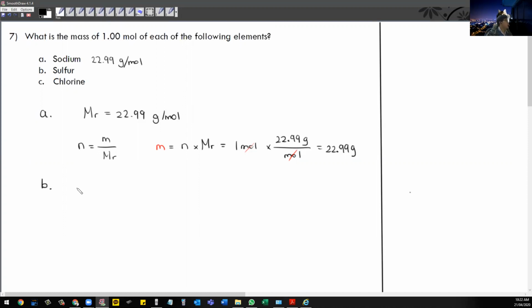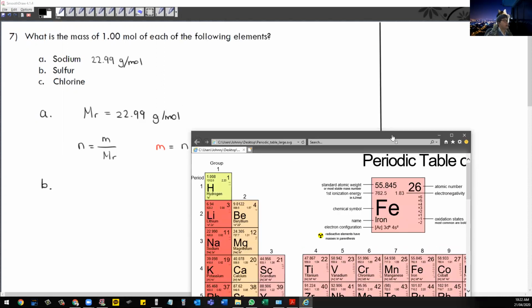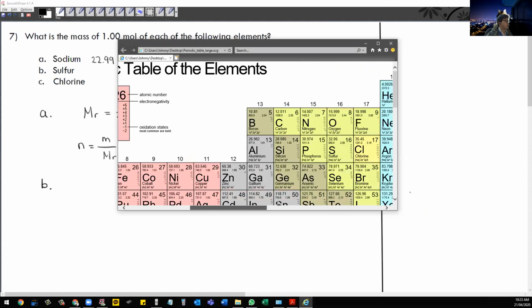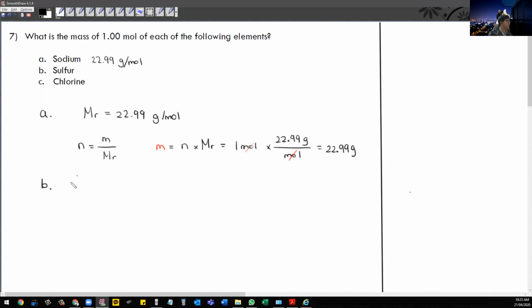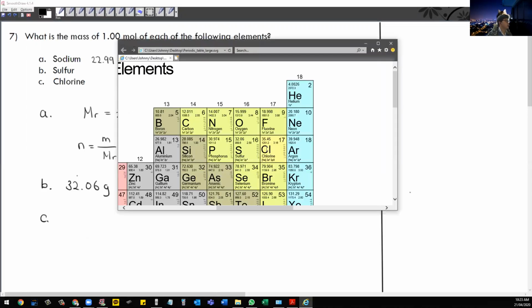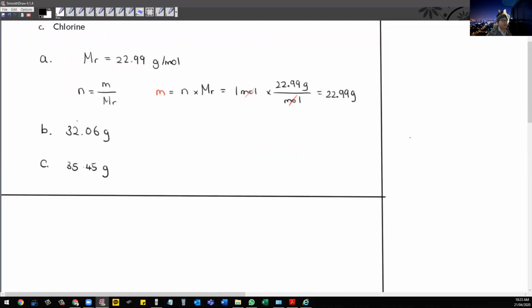Now, sulfur. Just let me know if you have any question, okay? Sulfur is just under oxygen. That's 32.06, right? So the answer is 32.06 grams. That's the answer. Chlorine. Chlorine is 35.45 grams. Make sense? Yep. That's the answer. Number 7, number 8.